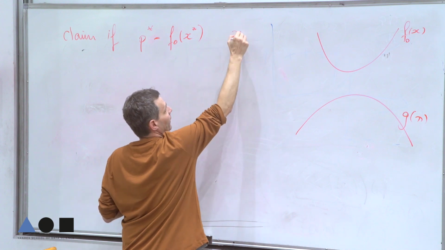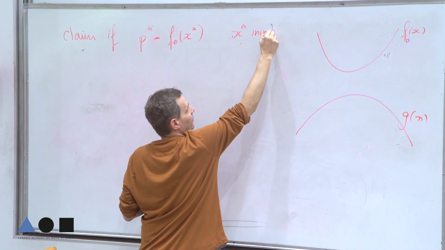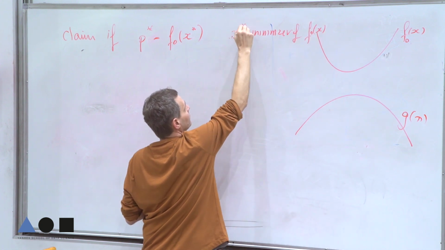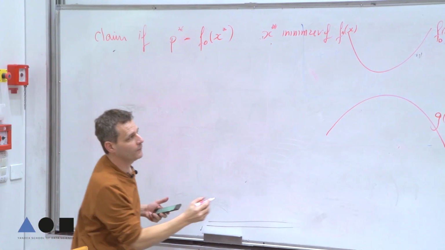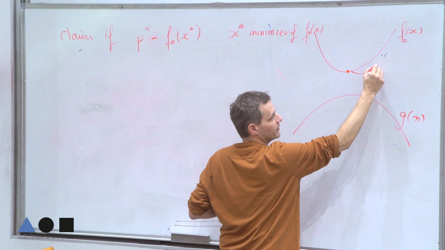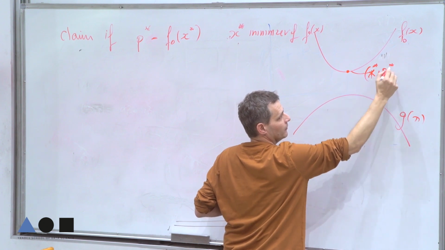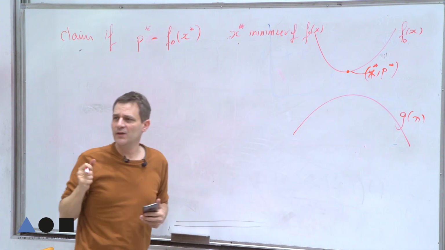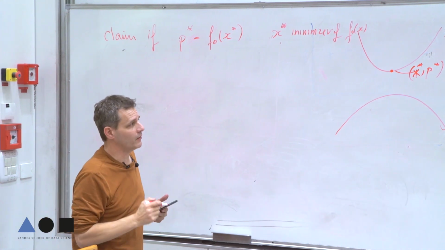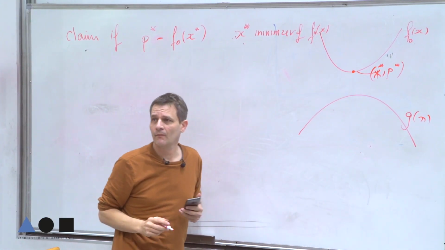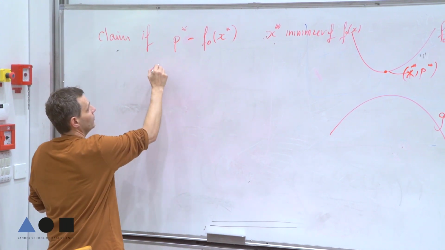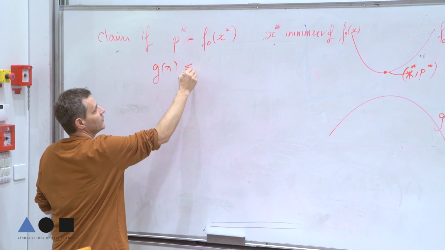Right? If x star is the minimizer of f0, and p star is its value. So if you have here p star, this is x star, p star. This is the best x, and the output of f0 is p star. This is the minimum of the function. The claim is that g of lambda is smaller than p star.